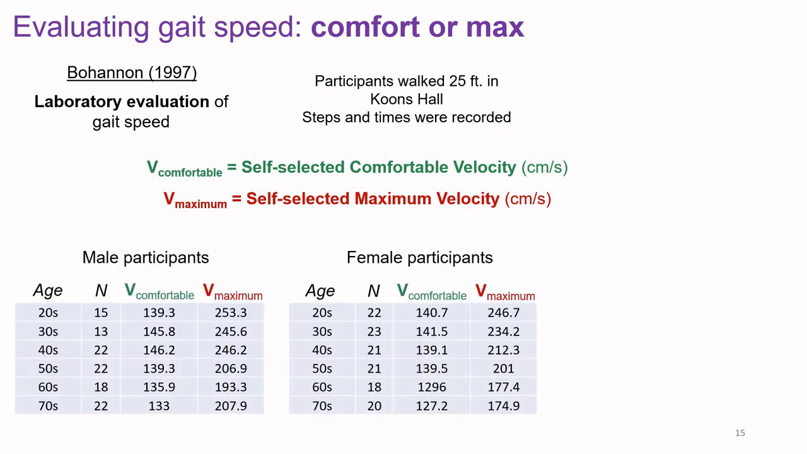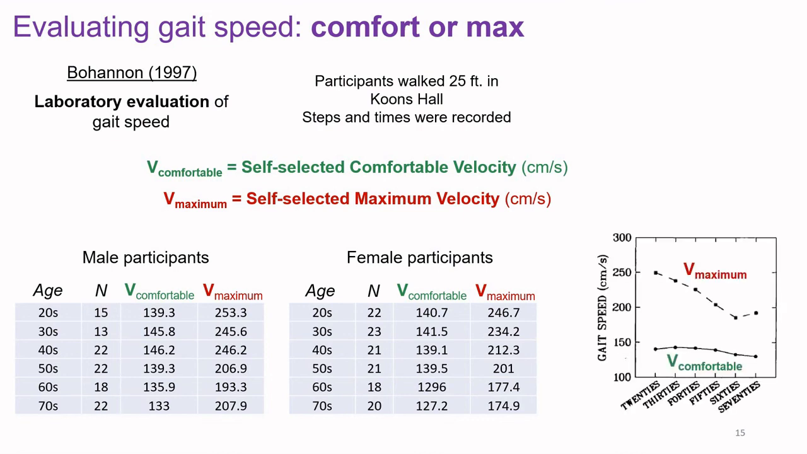Here we see the data that was recorded, and here we see a subset of this data represented in a graph. If you look at the graph, something should jump out at you. Although there are differences in comfortable walking speed with age, the differences are not very large, and they don't seem to be reliable differences. In contrast, when we look at the data points for participants walking at their self-selected maximum velocity, we see that there are reliable and systematic changes.